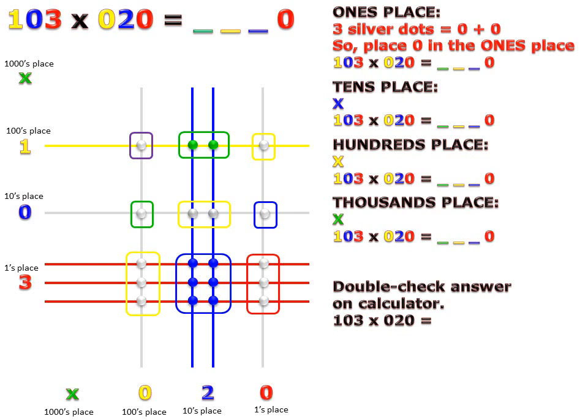All right, we're going to count the red dots in the ones place. Multiplying 0 times 3, of course, gives us nothing but silver dots representing 0. So 3 silver dots equals 0. So we're going to place 0 in our ones place field in our answer so far.